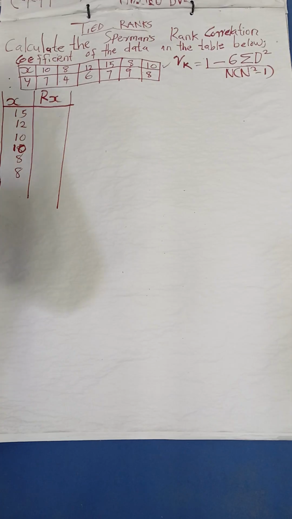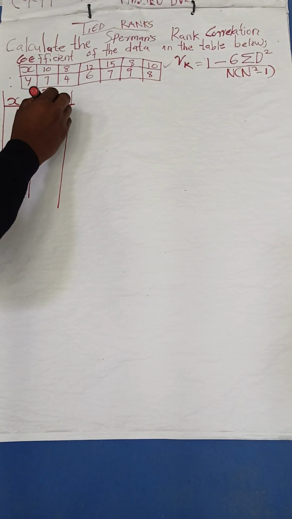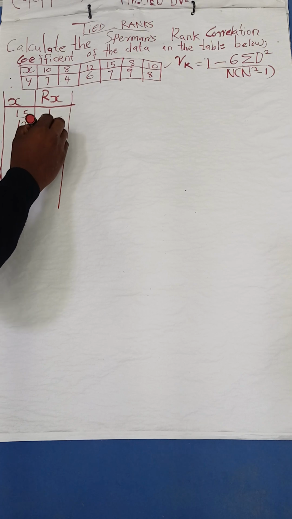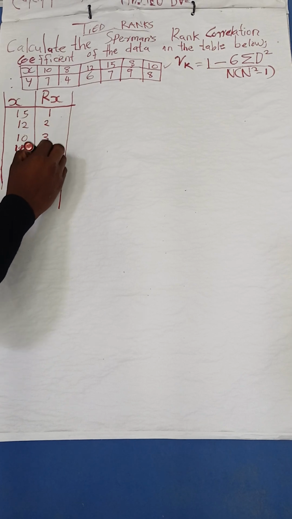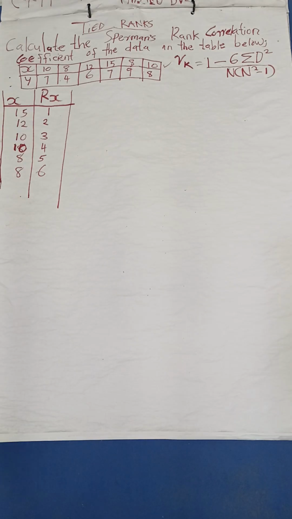Let us rank the Statistics 1 students. By ranking them, we give them numbers: 1, 2, 3, 4, 5, and 6. So that is how you have ranked them. But will you be a fair teacher? I can see two students scored the same marks, 10 and 10, and the other two scored 8 and 8.